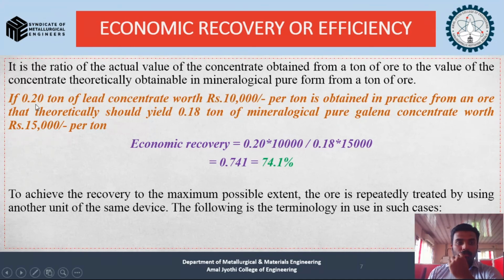So from the explanation, we have the final equation: economic recovery is equal to 0.20 ton of lead concentrate times its cost, that is 10,000 rupees per ton, which is the reality of what we got from our ore processing operation. And this is the expectation: 0.18 ton of mineral ore times the cost for this particular extraction. Ultimately we are getting a 74.1 percent total economic recovery rate. So we have a high economic recovery rate.